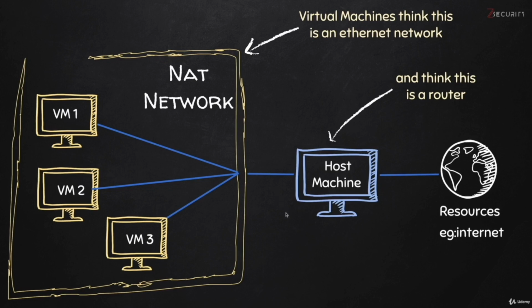Now, this virtual network will rely on the connection of your host computer. So it will not need any extra interfaces, it will not need any extra adapters. And as far as the virtual machines are concerned, they are connected to an Ethernet network, but in reality, they are connected through the host machine.